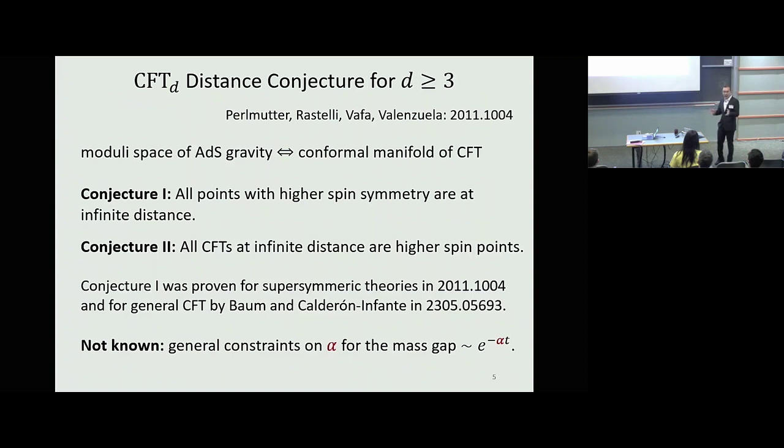So one is that by using the correspondence between moduli space of AdS gravity and conformal manifold of CFT, which is a moduli space of conformal field theory, they conjecture that all points with higher spin symmetries are at the infinite distance, and all CFT at the infinite distance in moduli space have higher spin symmetry. Okay, so these are the two conjectures.